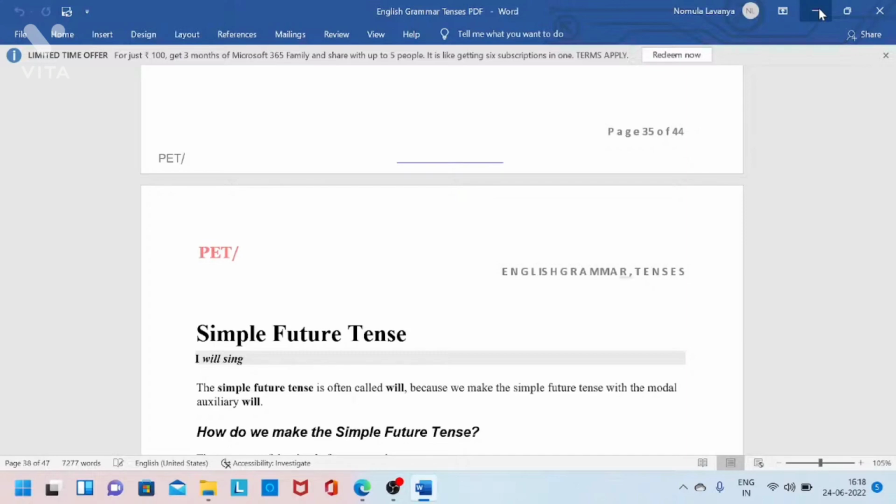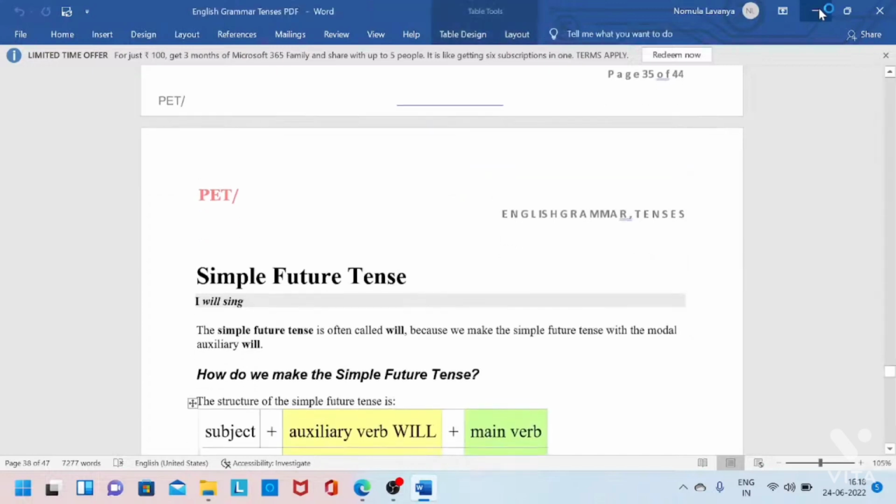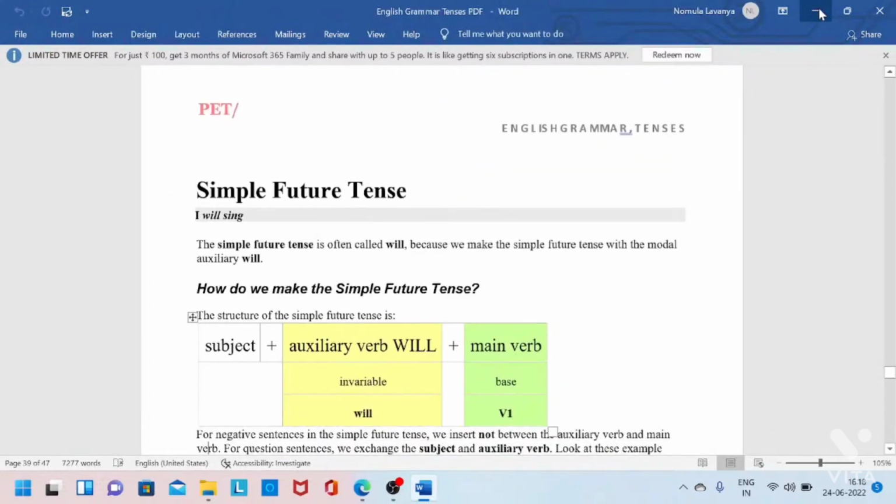So let's start. Simple future tense. What is a simple future tense? How do we make it? I will sing. This is a simple future tense. The simple future tense is often called the will tense, because we make it with a modal auxiliary verb, that is will. Here we have an equation: subject plus auxiliary verb will plus main verb. The auxiliary verb is will, and the base form is V1.